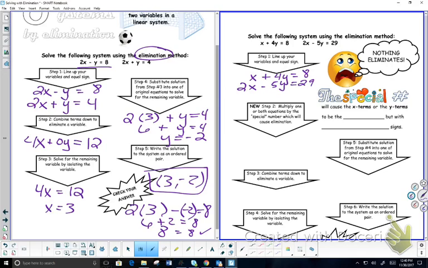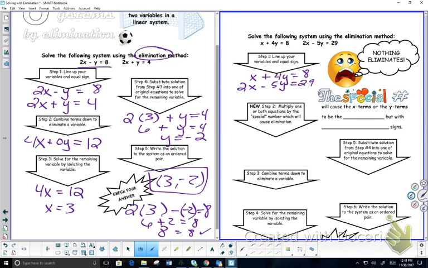If you combine all your x's, how many x's will you have? 3. If you combine all your y's, how many y's will you have? That's not good. We didn't get a 0. So this is what's going to happen. We're going to have this special number that we're going to multiply by.